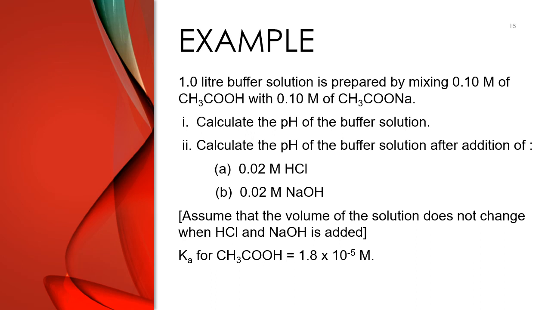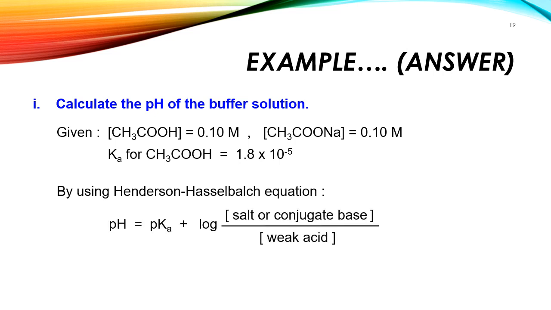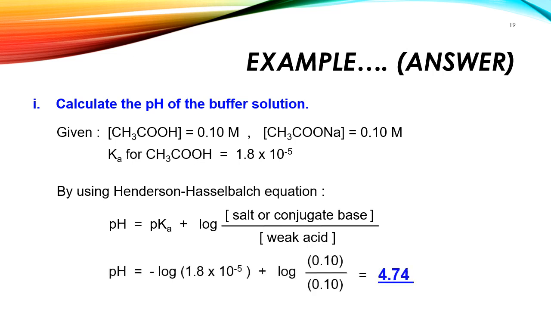Now, let's take a look at an example of how to calculate the pH of a buffer solution. The first question is: calculate the pH of the buffer solution that contains 0.10 molar of ethanoic acid and 0.10 molar of sodium ethanoate. The Ka value of ethanoic acid is given, which equals 1.8 × 10^-5. To determine the pH, we can use the Henderson-Hasselbalch equation. By substituting the values into the equation, we obtain a pH of 4.74.